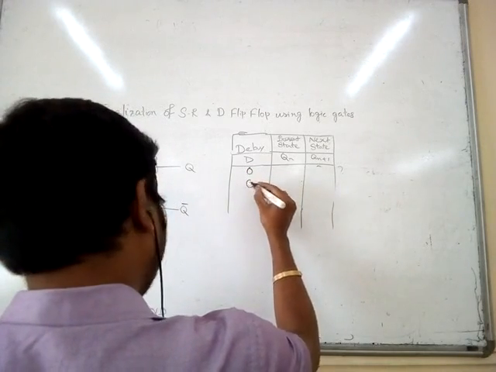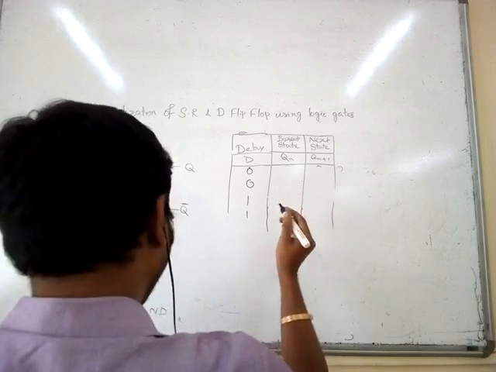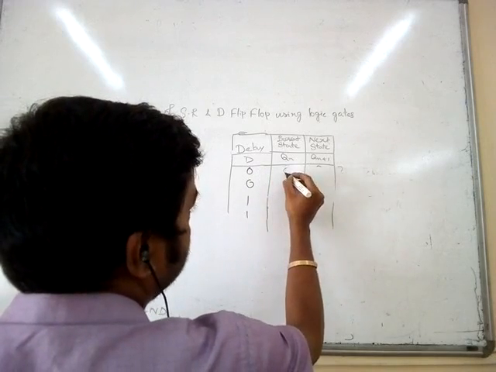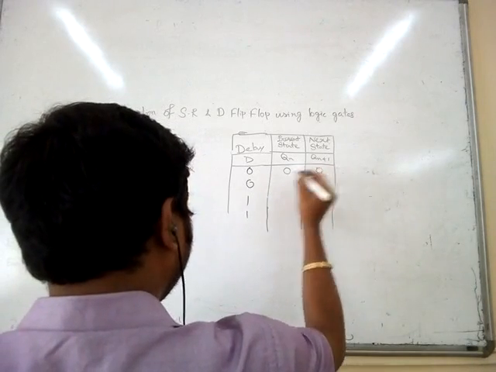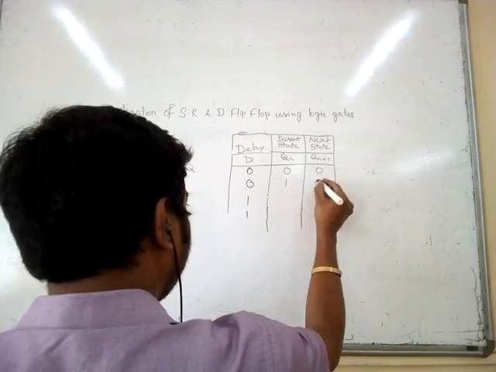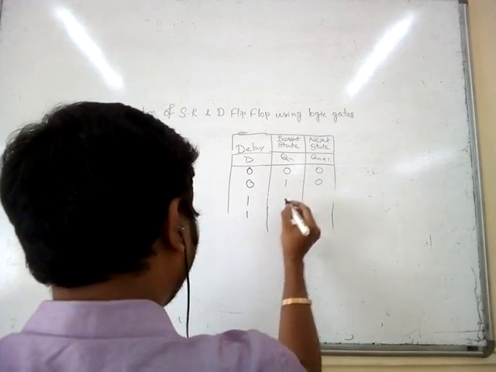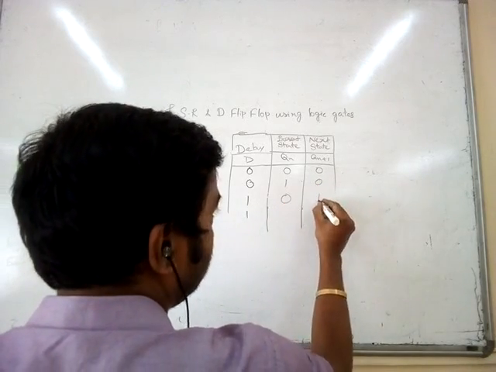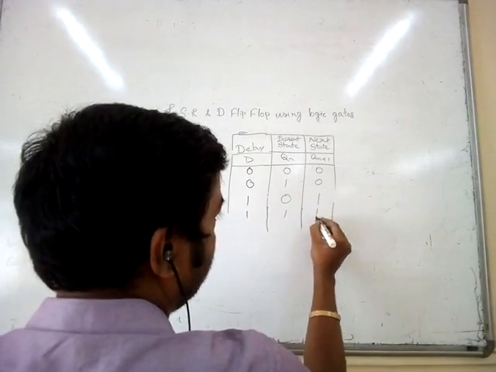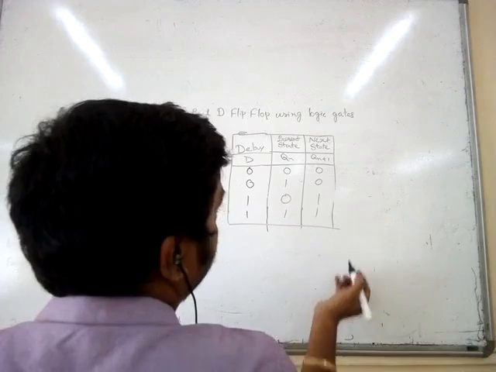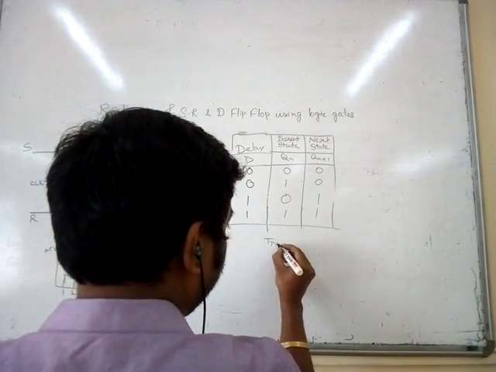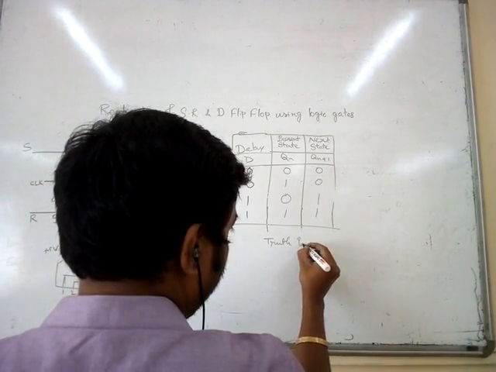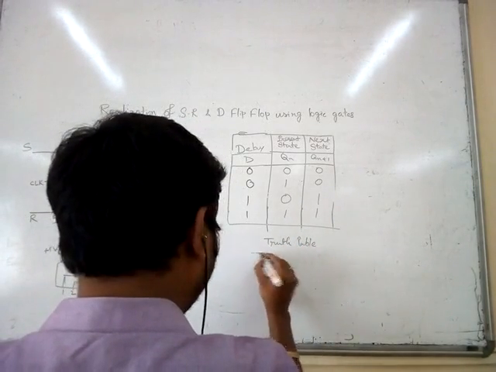For 0, if the present state is 0, then the next state will be 0. For 1, it will be 0. And for 1, if the present state is 0, it will be 1. For 1, it also 1. So if we summarize this truth table, we get the truth table.